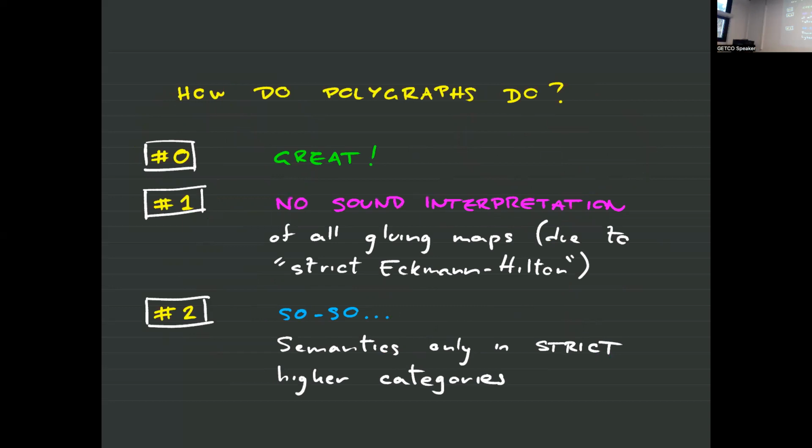So looking at this original setting for high-dimensional rewriting, we can ask, how do polygraphs do with respect to these problems? In terms of expressiveness, I would say they do great. They're extremely expressive, and that's one of the motivations. There's no necessity of doing much encoding from traditional forms of rewriting theory into polygraph theory. Somehow things can be naturally embedded and interpreted.